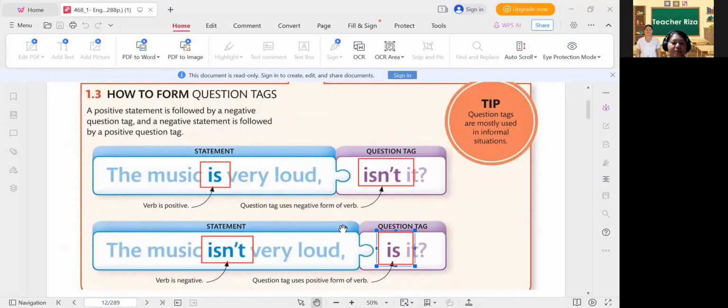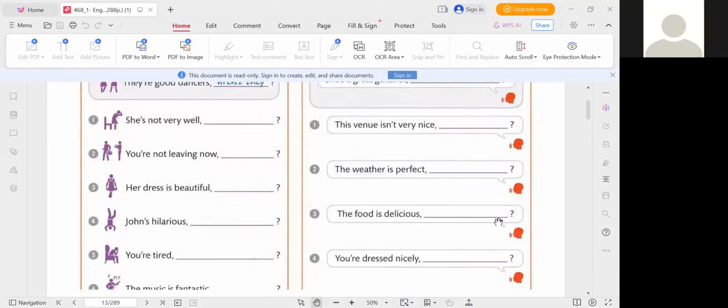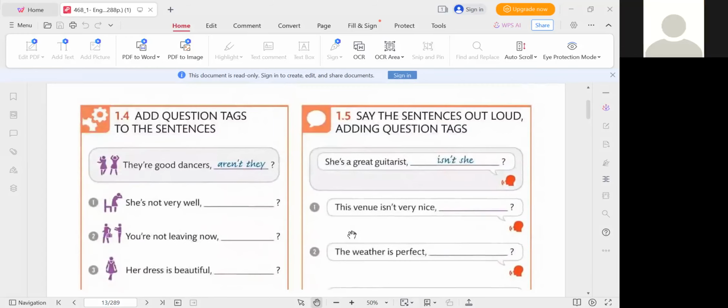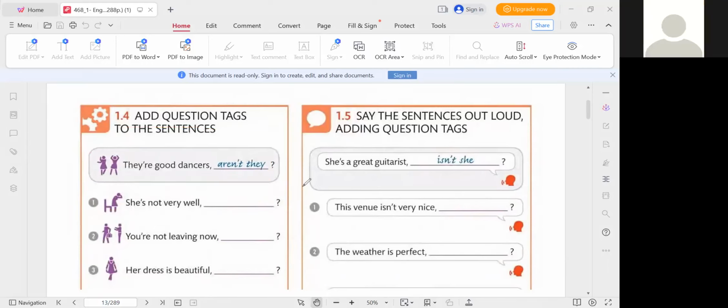Okay. So here is the next one. Okay, so please read this one, the first sentence. They are good dancers, aren't they? Okay, they're good dancers, aren't they? So what is the statement for this? How about the question tag? Okay, aren't they? Very good. How about the second?